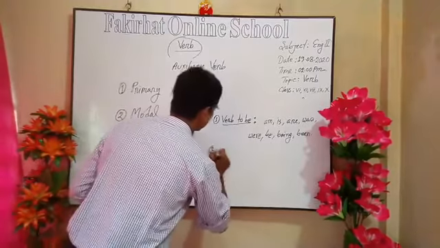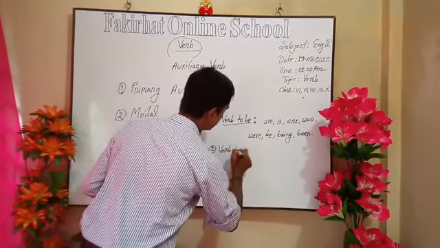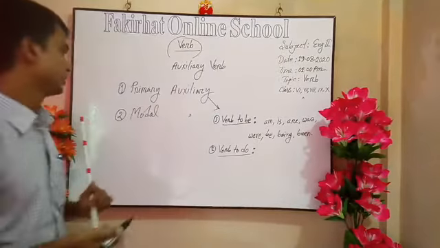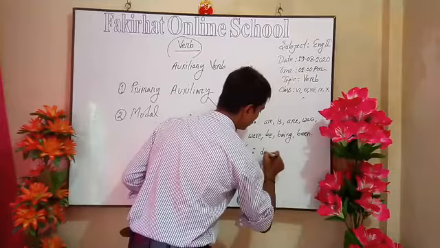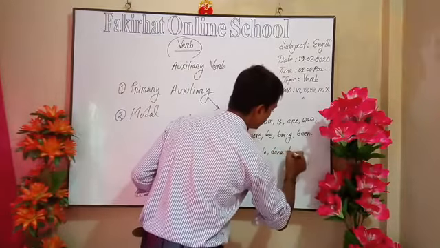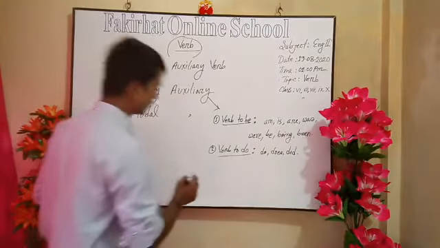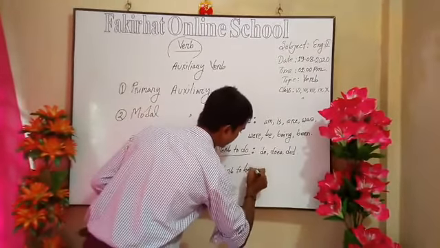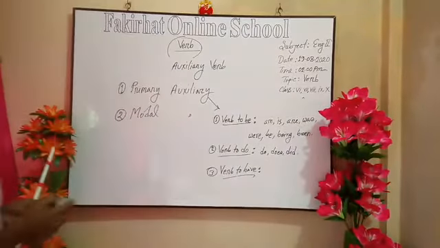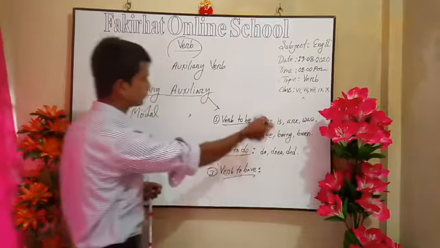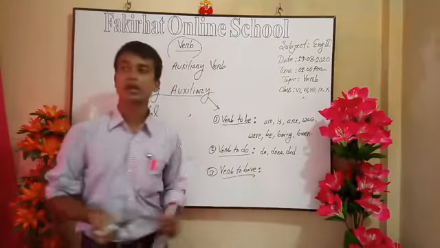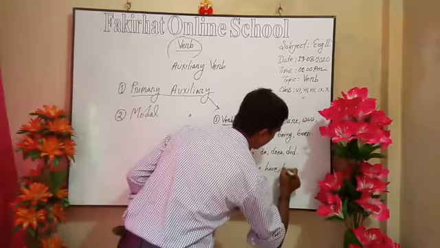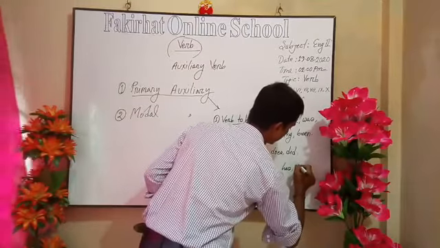Okay. Second one, verb to do. Verb to do includes do, does, did. And third one, verb to have. Okay, dear students, primary auxiliary can be classified into these three types: verb to be, verb to do, and verb to have. Verb to have includes have, has, had.